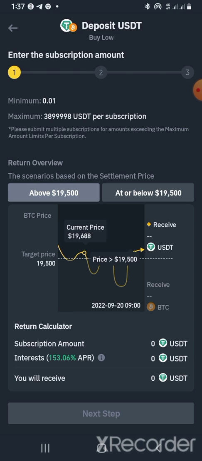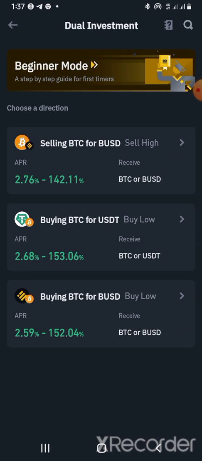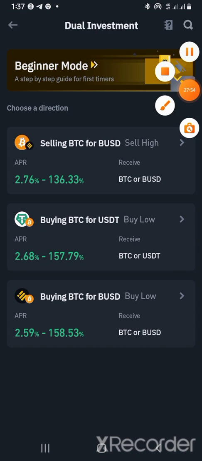I will still get my USDT in my possession, but at the same time I will still make the APR. So that is just how it goes. So that is it. You can as well come, if we come to this place, you can click on this place and it just gives you a kind of briefing on it.